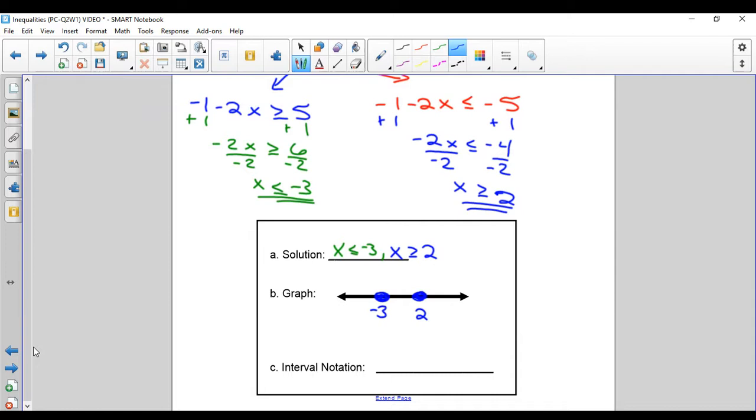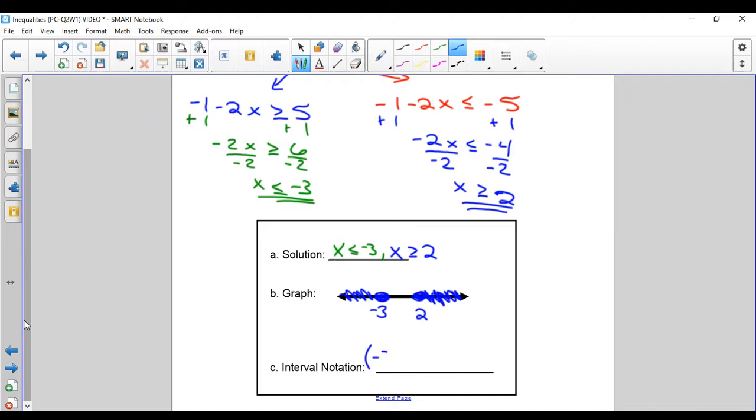After that, you just pay attention to what the symbols say. I need something that's less than or equal to negative 3, so I shade left. I need something that's greater than or equal to positive 2, so I shade right. And we're done. Now I need interval notation.